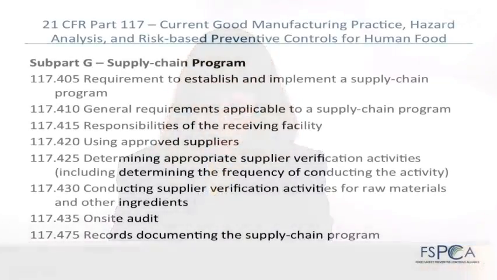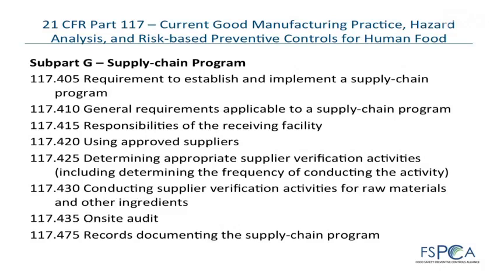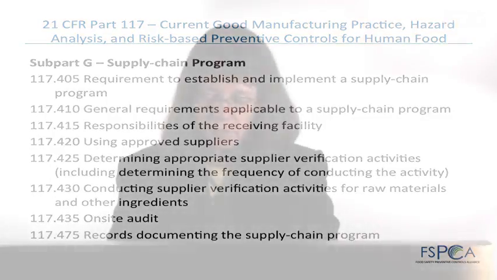Hazards requiring a preventive control for which a manufacturer or processor relies on supplier efforts are managed through a supply chain program. 21 CFR 117 subpart G covers the requirements to establish and implement a supply chain program. It includes general requirements, responsibilities of the receiving facility, using approved suppliers, determining appropriate supplier verification activities, conducting those activities, on-site audits, and records required for a supply chain program. So you went over these in depth in the supply chain program chapter.